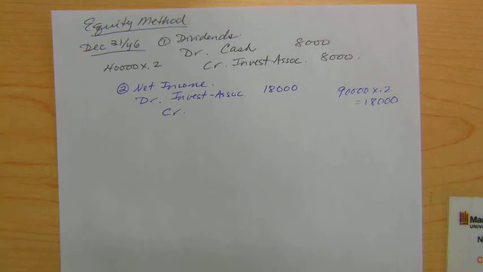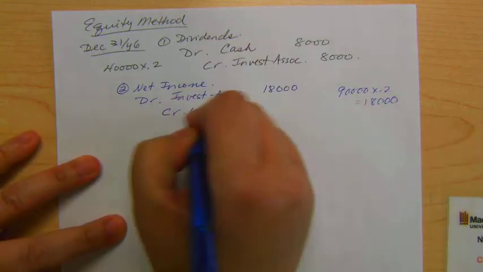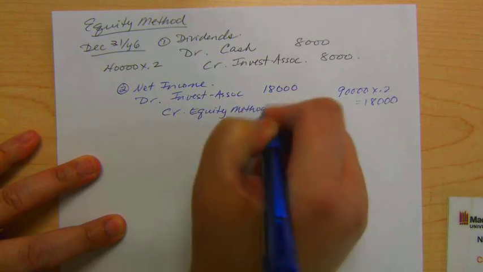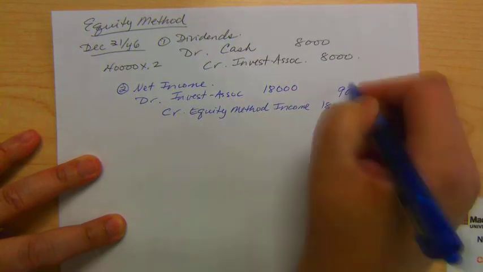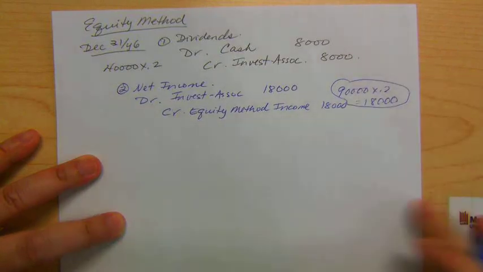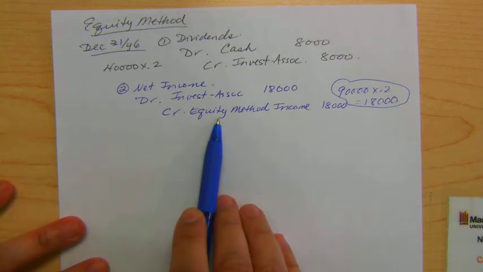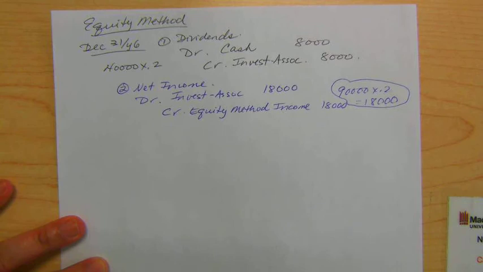So now that represents income to us. We're actually going to record income on our income statement. So we're going to call it equity income. In reality, it could be called income from associates, revenue from associates, something like that. Key thing, it's an income account. But I believe Connect is fairly consistent and the solutions use equity method income.